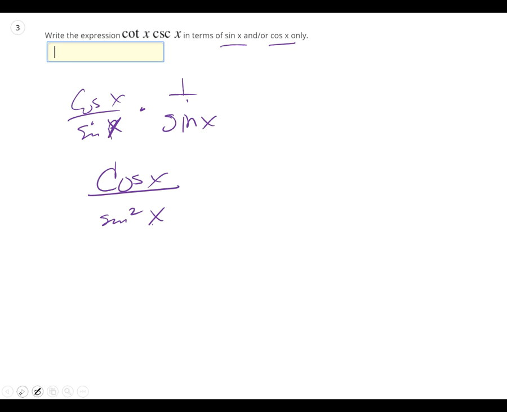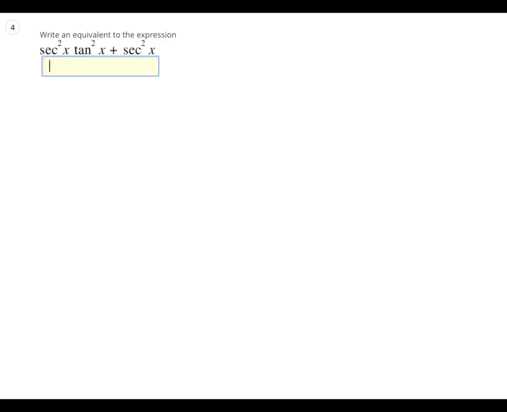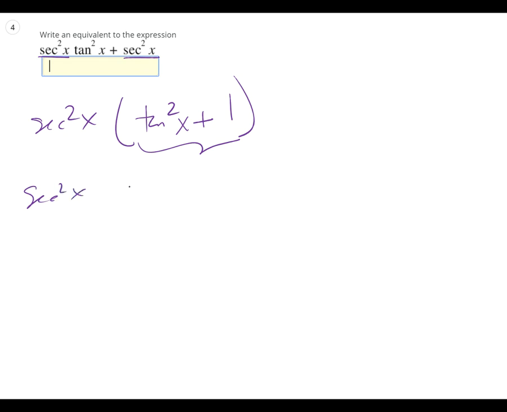Okay. Look at the next one. We've got to write an equivalent expression. So what am I going to do first? Let's factor out a secant by greatest common factor. So I've got secant squared x times tangent squared plus 1. All right. So what can I replace this with? I've got a pink sine, right? So secant squared x. What's secant squared times secant squared? Secant to the fourth x.